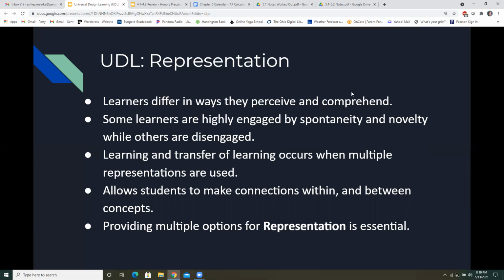Learning and transfer of learning occurs in every classroom, and when multiple representations are used, the teacher can have a better understanding of how the students are engaging and try to prevent the disengagement. Multiple ways of representation also allow students to make connections within and between concepts.